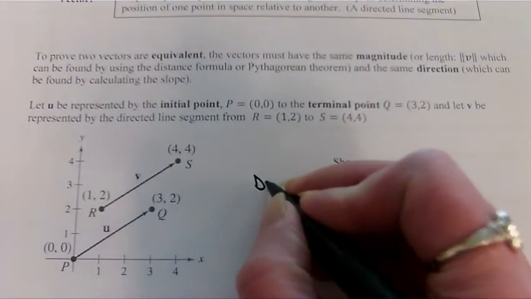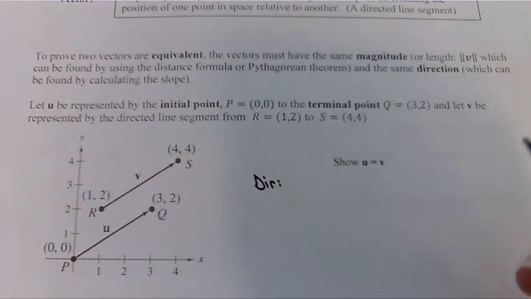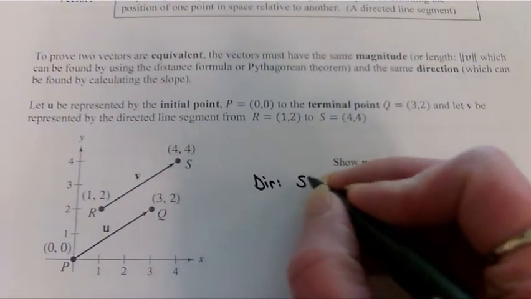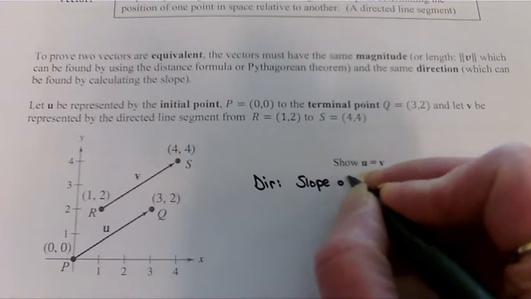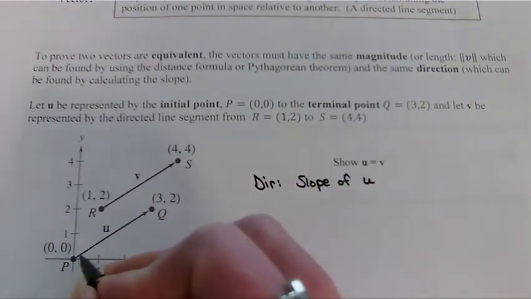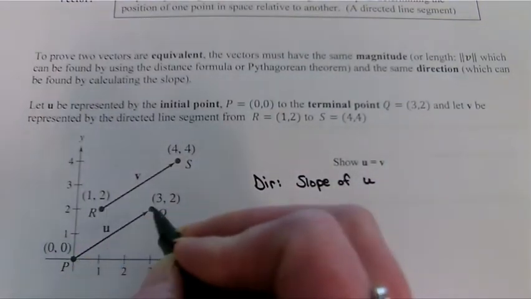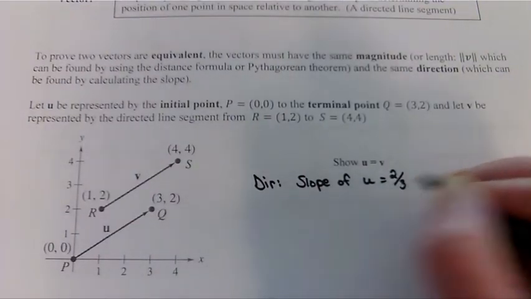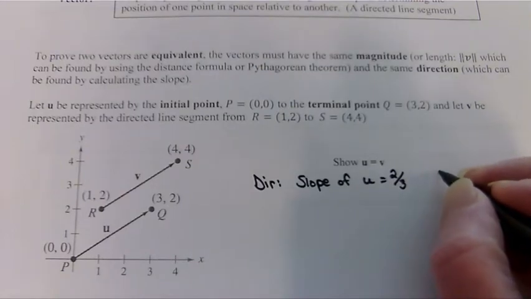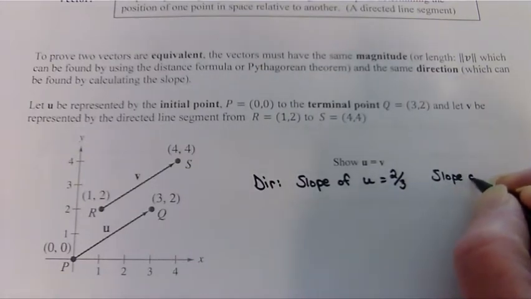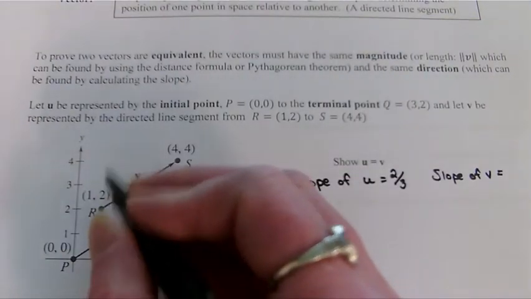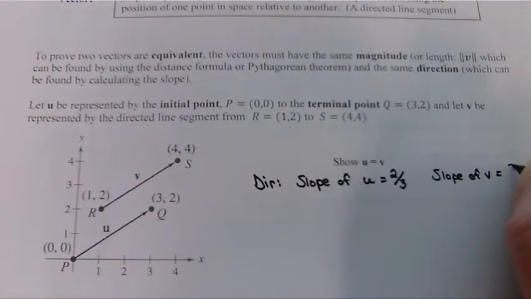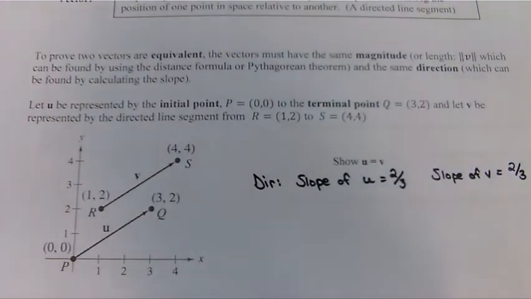Direction would be the slope. So the slope of U would be up 2, right 3, so 2/3. And the slope of V would be up 2, right 3. So they have the same slope, but that doesn't automatically mean they have the same length.